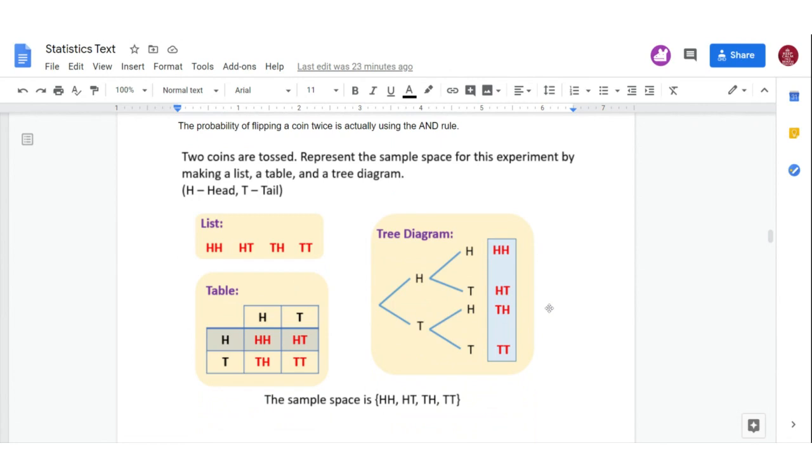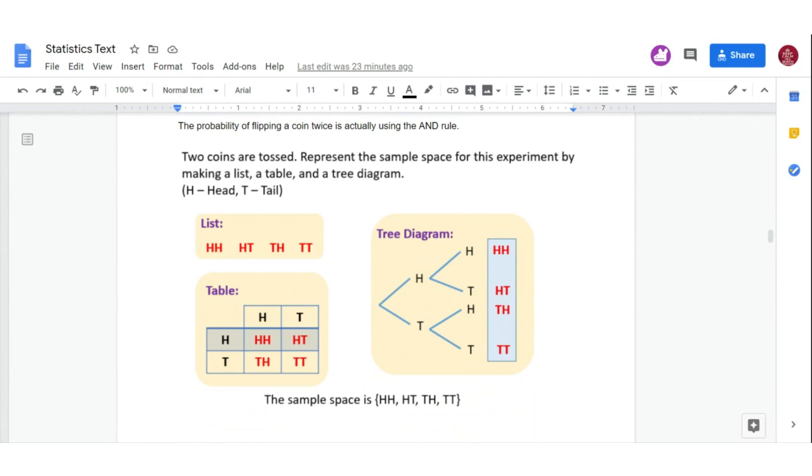So this is the sample space. You could either have 2 heads, you could have first a head, then a tail, you could have a tail, then a head, and then you could have 2 tails. So that's because of what we call multiplication. 2 outcomes times 2 outcomes.